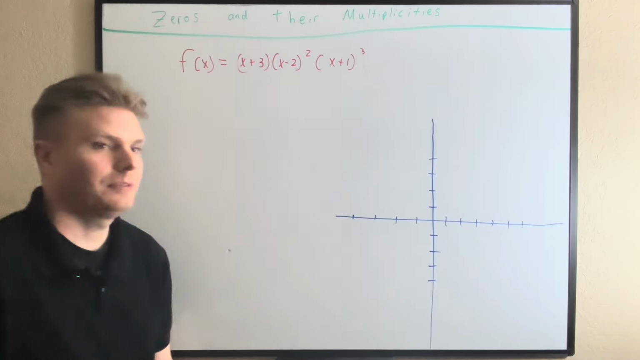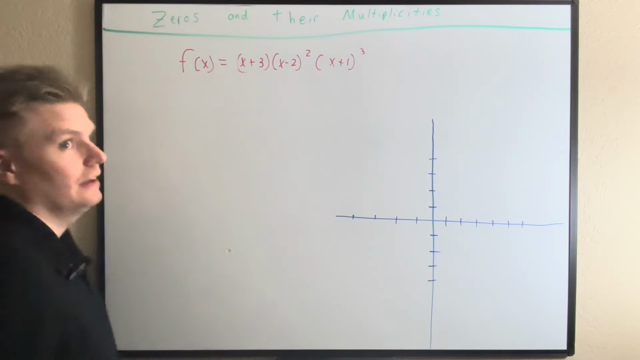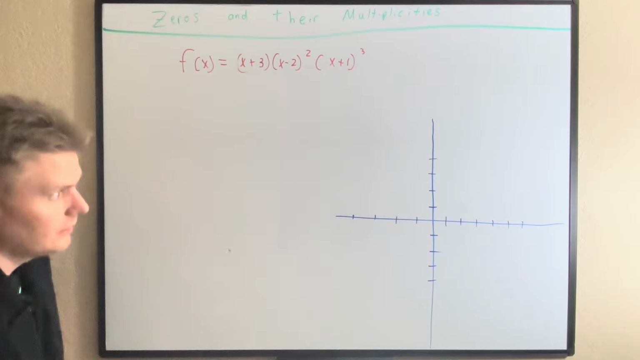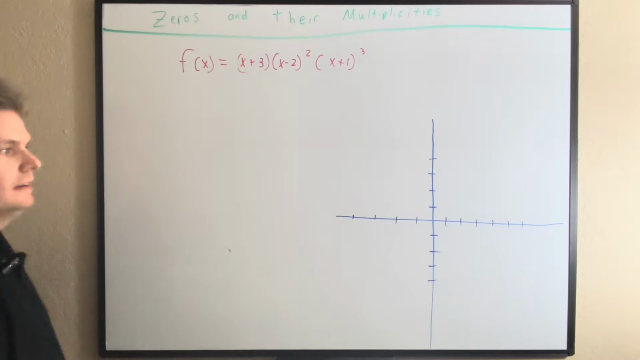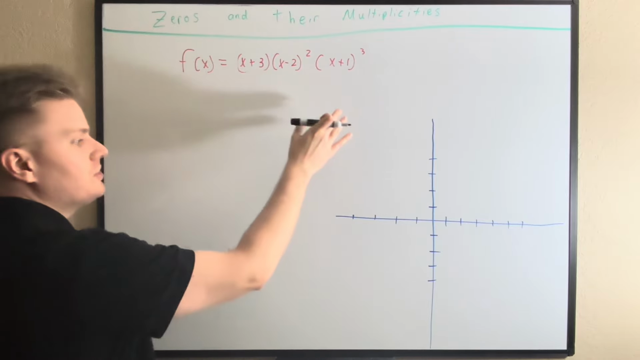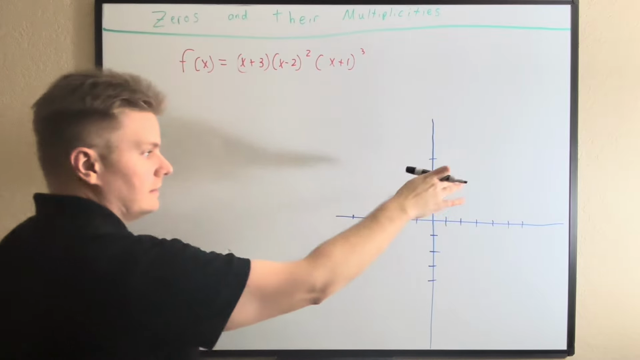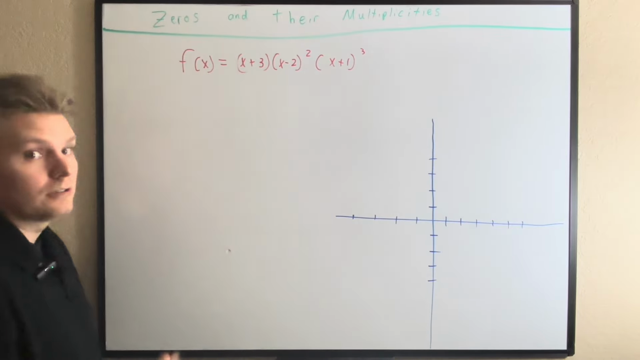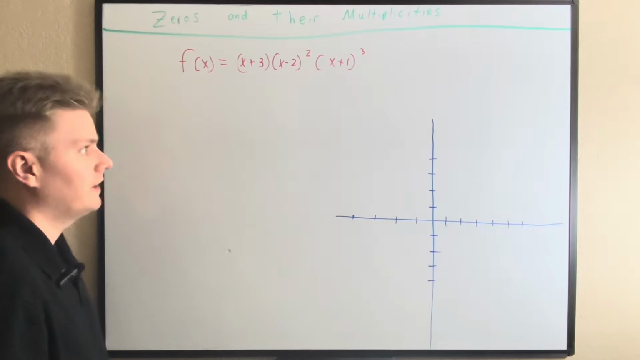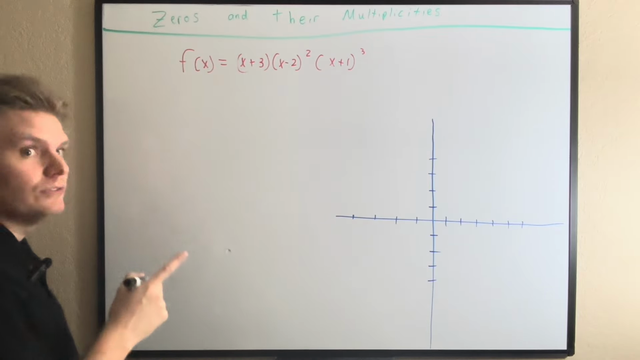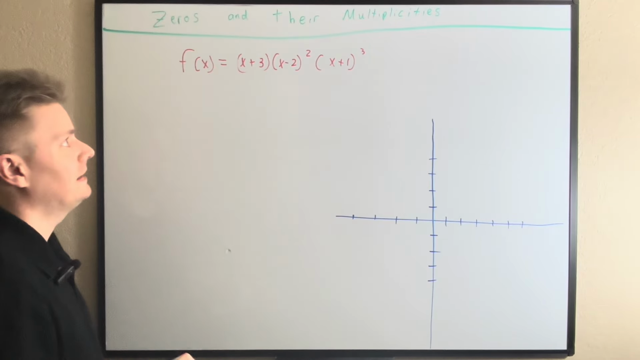All right, in this video, I'm going to go over zeros and their multiplicities. Now, remember what a zero is. It is where a function crosses the x-axis or touches it, as we'll soon find out. But first of all, we need to understand what multiplicity is.